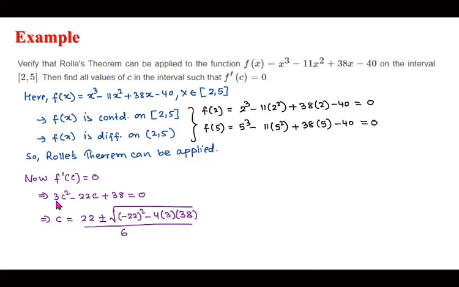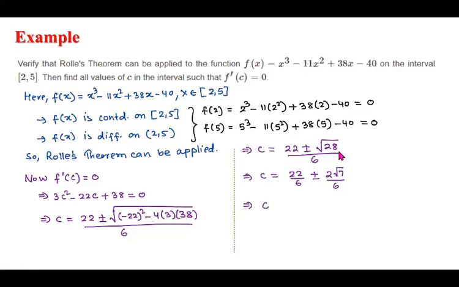Okay, we need to simplify this and find the value of c. So I'm going to do it here at the side. This implies c is equal to 22 plus or minus the square root of negative 22 squared minus 4 times 3 times 38, which is 28. You can use your calculator to simplify that. And we divide that by 6. So that means c is equal to 22 over 6 plus or minus the square root of 28, which is 2 root 7, over 6.